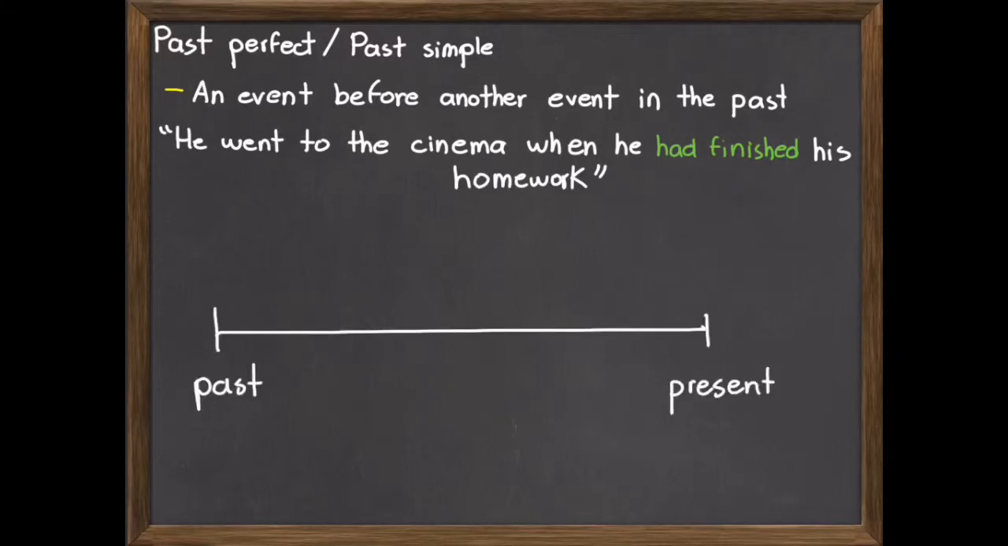In other words, in a timeline, here we have the present and the past. In this example, he would go to the cinema here, and that would be past simple. He went to the cinema. But he finished his homework here.